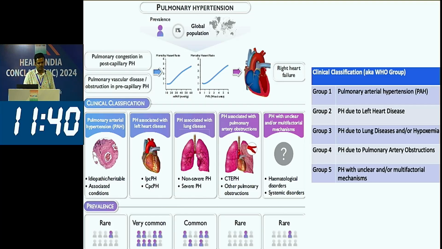Group 1 is pulmonary artery hypertension. Group 2 is PH associated with left heart disease. Group 3 is with lung disease. Group 4 is pulmonary artery obstruction, and group 5 is multifactorial. The most common cause of pulmonary hypertension is left heart disease. Nearly 70% of all pulmonary hypertension is because of left heart disease. So unless proven otherwise, always consider left heart disease in the differential diagnosis of PH. When it is ruled out, then only you can go for the other clinical groups.